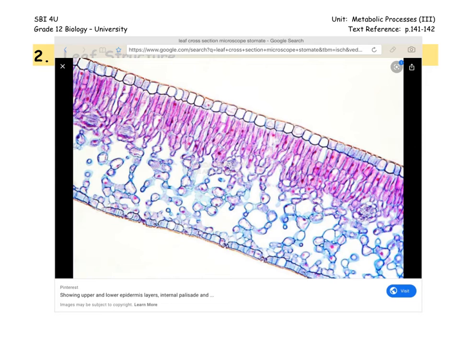Here's another picture as well, and here we can see a bunch of different guard cells guarding that stomate. And again, we can see that characteristic palisade mesophyll and our spongy mesophyll, along with our upper and our lower epidermal layers as well.